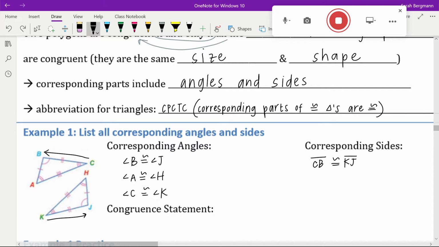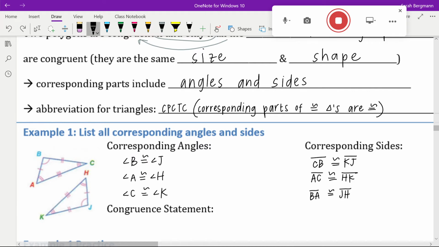Similarly, I could write AC is congruent to KH. Sorry, I meant HK. We have to make sure we keep it in order. So if I'm going A to C, I know I have to go H to K, because A and H correspond. And finally, I have BA is congruent to JH. Sometimes as a tip, it's also helpful to look at the angles that you already listed out. So for that one, I just looked at BA is congruent to JH.